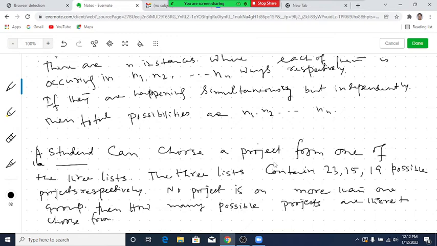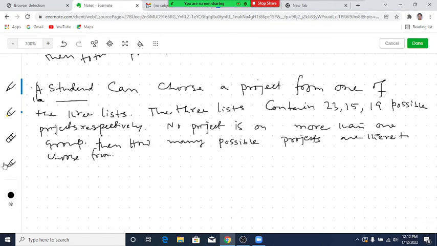Have you understood the problem? So there are 3 lists where each of the lists contains 23, 15 and 19 projects respectively. So no project is there in more than one list. That means if a project is here, then the project is not here and here. So what are the possible ways a student can choose a project? From the three lists he has to choose one, obviously, because he needs to choose only one project. So 23C1 plus 15C1 plus 19C1. Here we need to use the addition rule because they are not happening simultaneously.